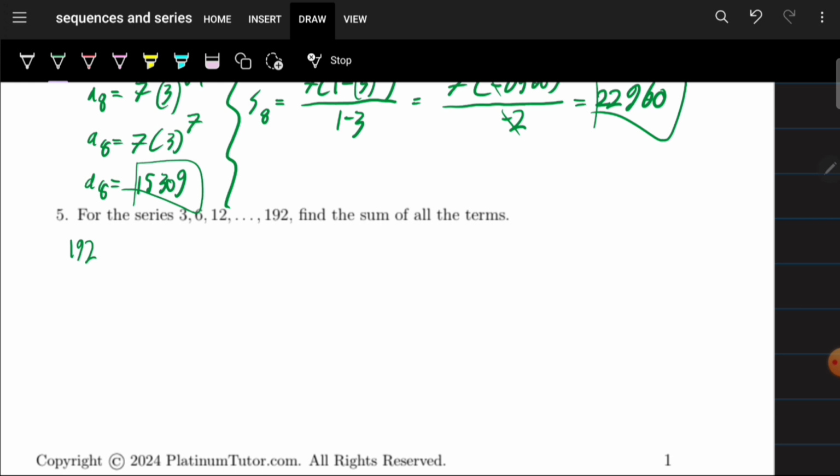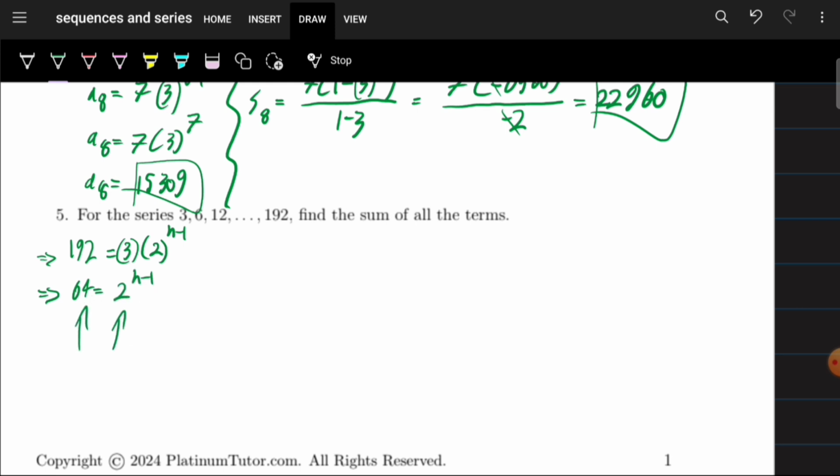I'll go through it a little bit faster. So we're going to say 192 is equal to the first term A times R, the common ratio here, 2, to the power of n minus 1. I'll divide both sides by 3. So we get 192 divided by 3. That's 64, and that's equal to 2 to the n minus 1.